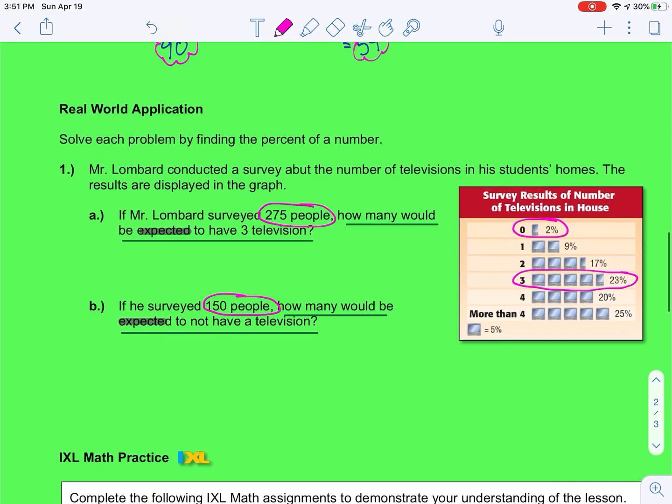We're going to skip number 3. Let's move down to our word problem here, and I think we're just going to do one of them. We're going to do letter A. So my problem says, Mr. Lombard conducted a survey about the number of televisions in his students' homes. The results are displayed in the graph. Letter A says, if Mr. Lombard surveyed 275 people, how many would be expected to have 3 televisions?